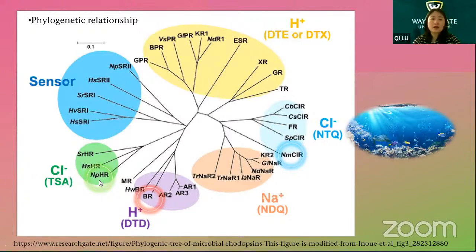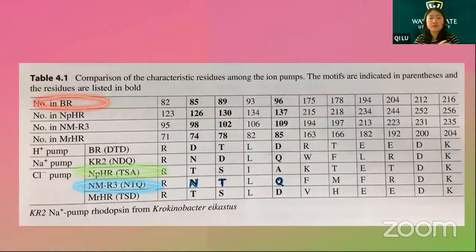So NpHR has a TSA motif, and bacteriorhodopsin is a proton pump with a DTD motif. Other ones like XR or GR have a DTE motif, and they are also proton pumps. Of course, there are other sensory rhodopsins. So here, this is Table 1 that lists all the pumps we'll be discussing today.